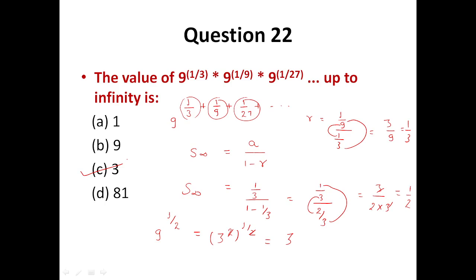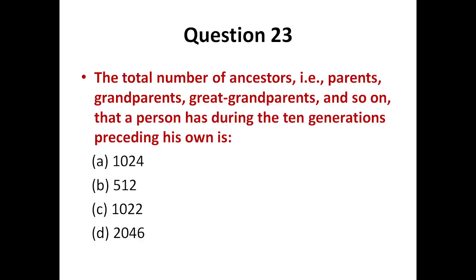Now come to question number 23. Given that the total number of ancestors, that is parents, grandparents, great grandparents and so on, that a person has during the 10th generation preceding his own is.